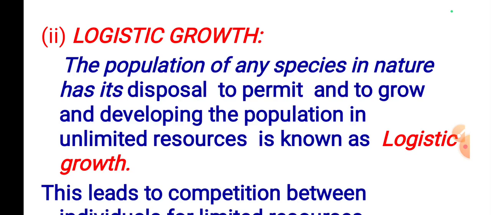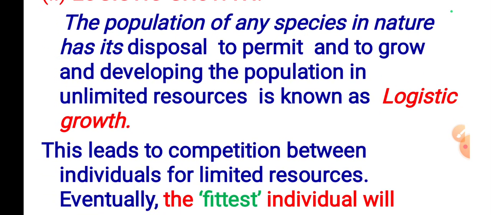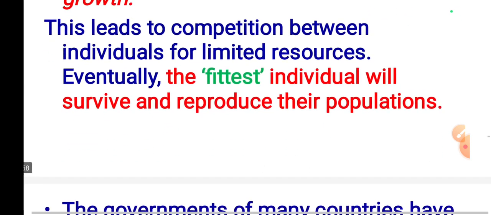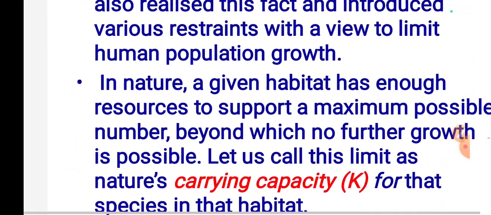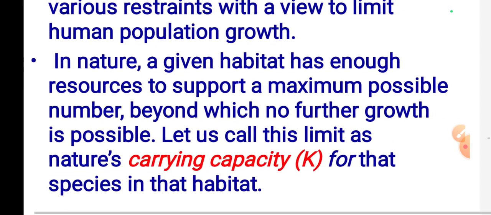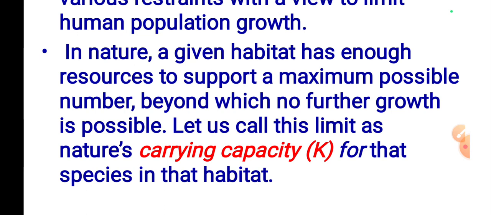Logistic growth: the population of any species in nature has limited resources to permit it to grow, and population growth with limited resources is known as logistic growth. This leads to competition between individuals for limited resources. Eventually, the fittest individuals will survive and reproduce. The governments of many countries have also realized this fact and introduced various restraints to limit human population growth. In nature, a given habitat has enough resources to support a maximum possible number, beyond which no further growth is possible. Let us call this limit nature's carrying capacity, symbol K, for that species in that habitat.